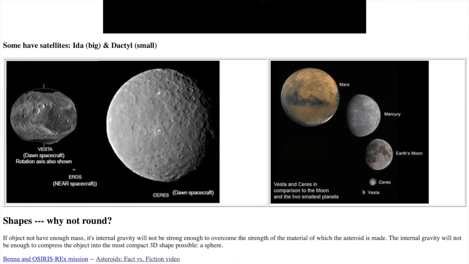The objects that are large enough to compress themselves down into spheres also had enough internal heat sometime in their past to be geologically active. They'll have some very interesting geologic features besides being just a beat-up, cratered rock. On the right image, you see that even the largest of the asteroids are much smaller than our Moon, and certainly much smaller than Mercury and Mars.